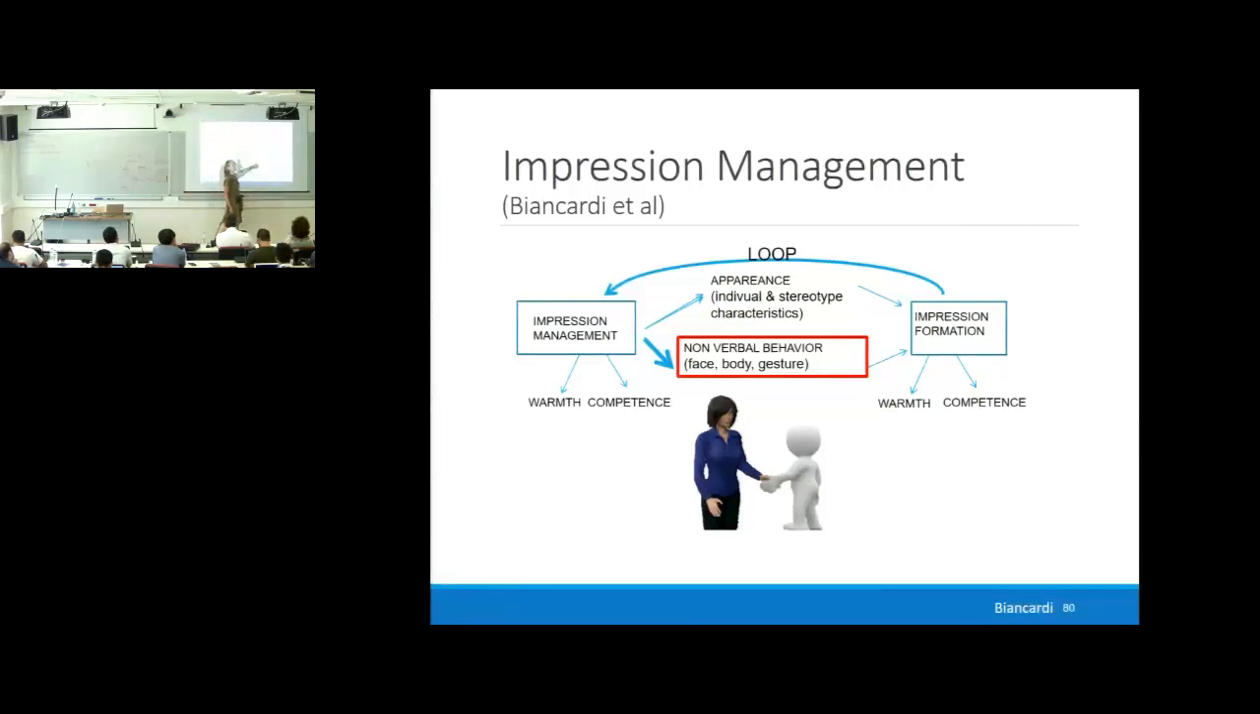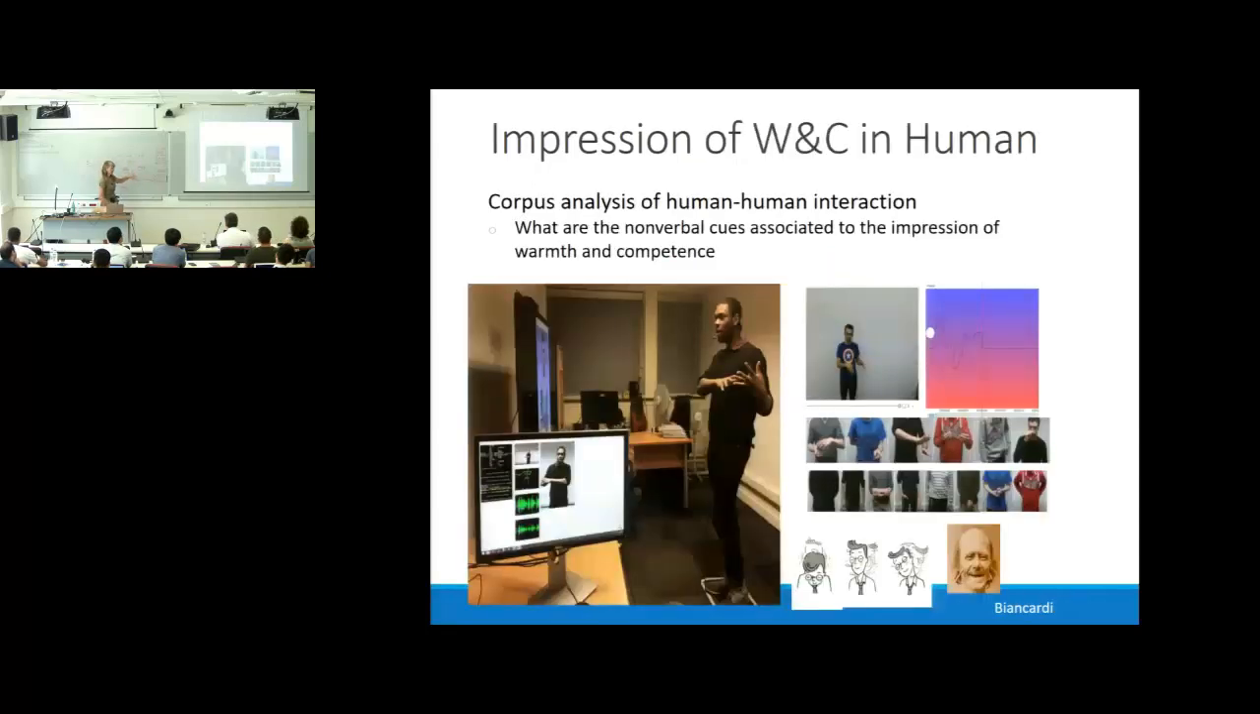And the impressions can be measured through 2 dimensions that are often used in social science, warmth and competence. So we want to build a model of an agent that can manage the impressions of warmth and competence it provides to the users by manipulating its nonverbal behaviors during an interaction. Because everything which is linked to appearance will be fixed during the interaction, and we won't manipulate it. So again, to do such developments, we conducted studies as before. So we looked at the corpus.